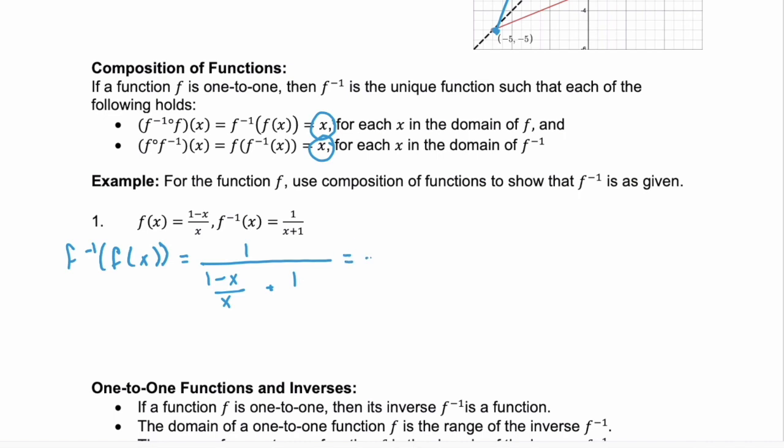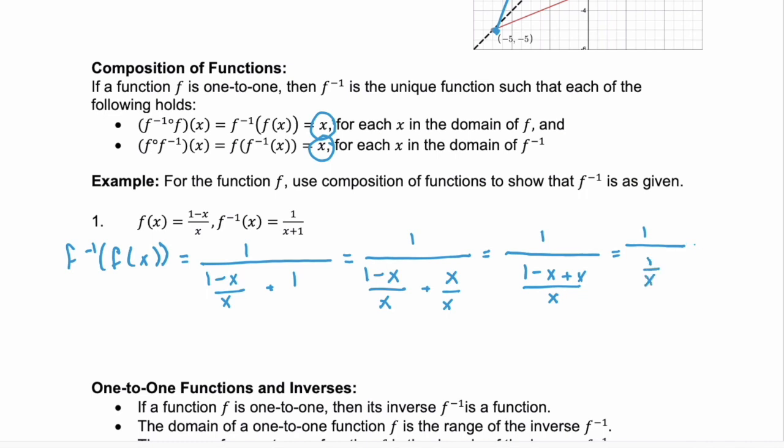Well, we need to simplify. In order to simplify the denominator, we're going to rewrite 1 as x over x. And then we have 1 over, now we have a common denominator of x. We can do 1 minus x plus x. Notice that this simplifies in the denominator to just 1 over x. And 1 over x is just x. Okay, so it worked for the first.